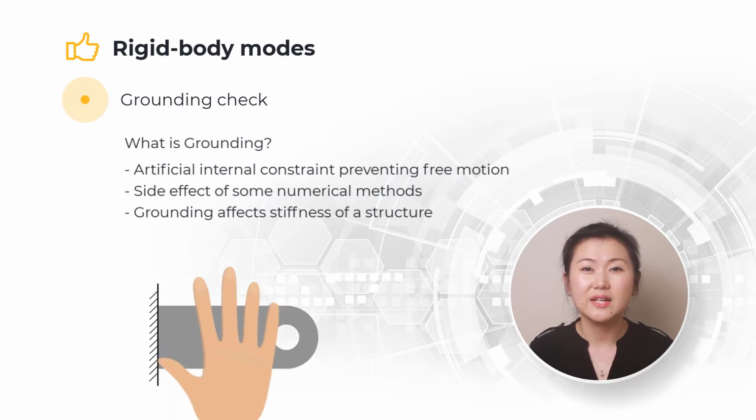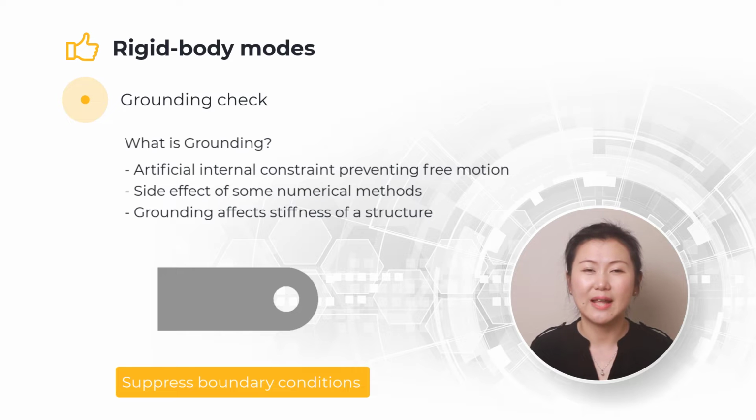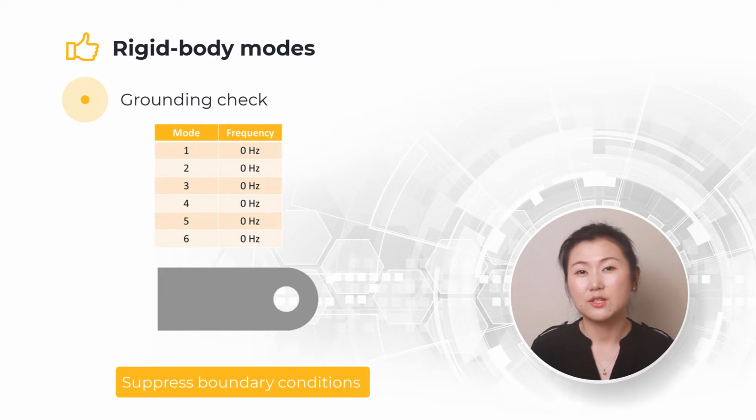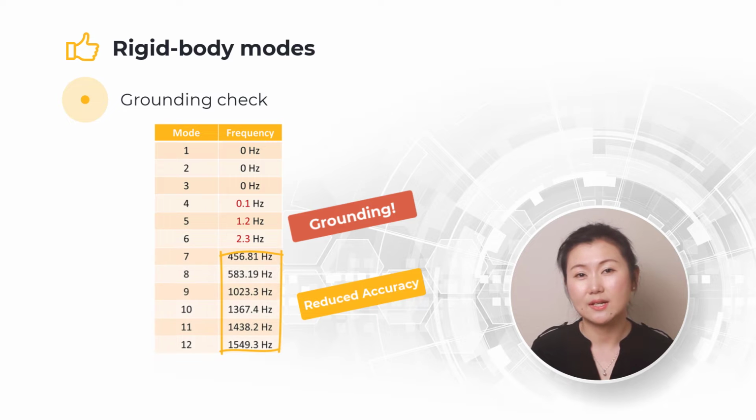The way to identify grounding in a system is to first suppress all the supports or boundary conditions and run a modal analysis. We expect to obtain six rigid body modes with zero or near zero frequencies. If a rigid body mode has non-zero frequency, this may mean that grounding exists in the system, and the higher frequencies with constraints will be affected too.